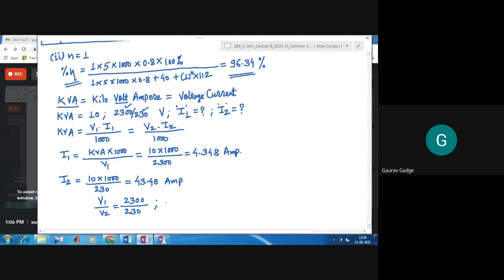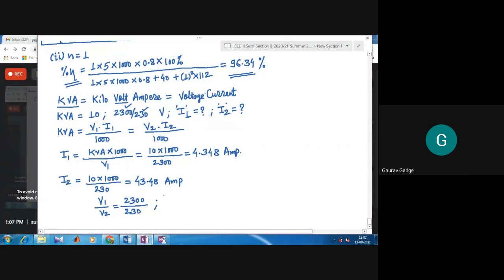What is transformation ratio? Can anyone tell me what the transformation ratio is? As Pratik asked about KVA, I have just explained what kilovolt ampere is. What is the importance of kilovolt ampere? Why is it important? This particular concept can give you an idea about this. Okay. Now, what is transformation ratio? Can anyone tell me?